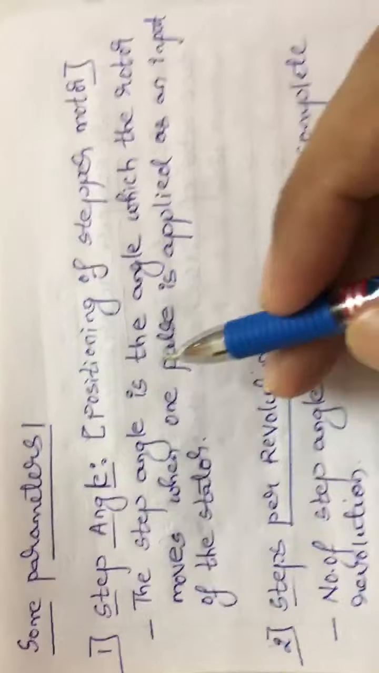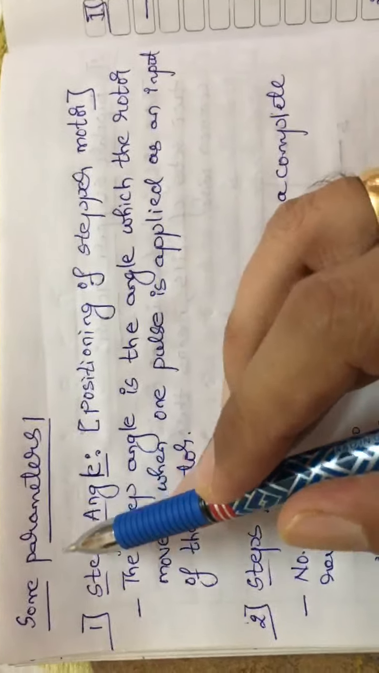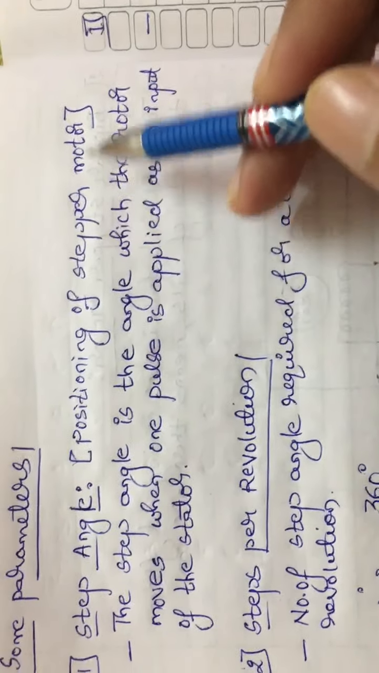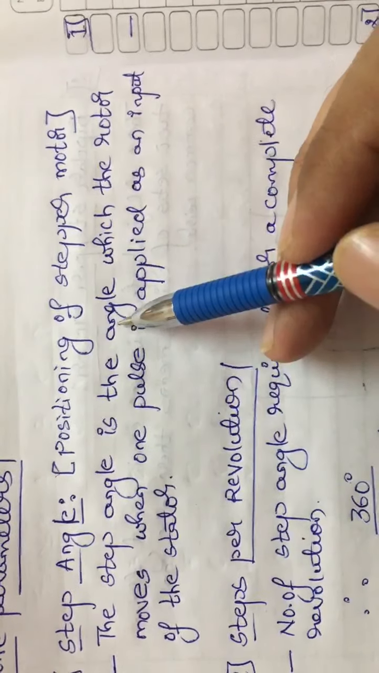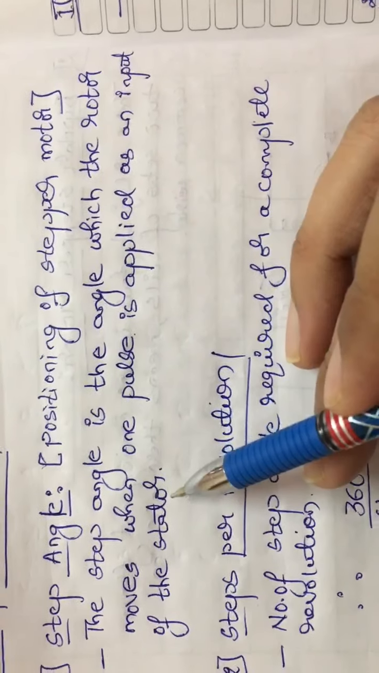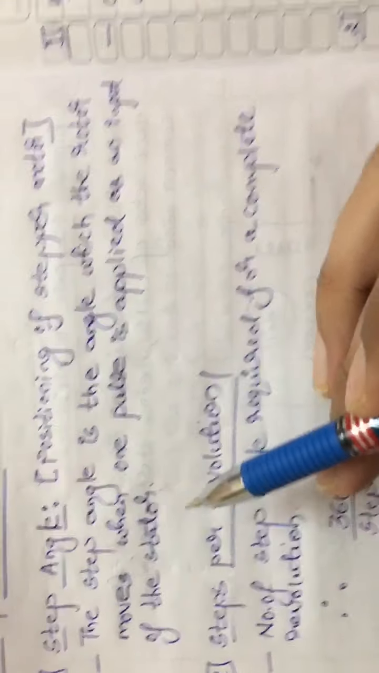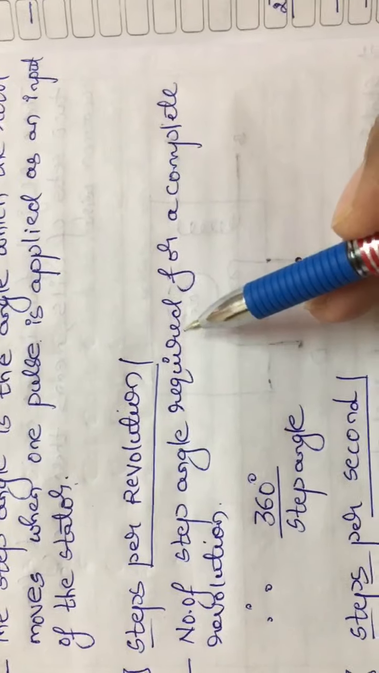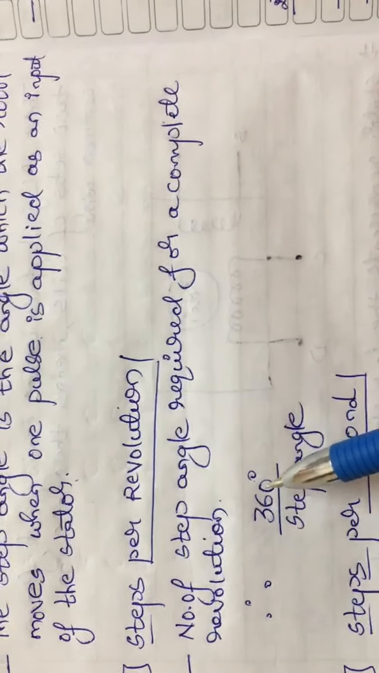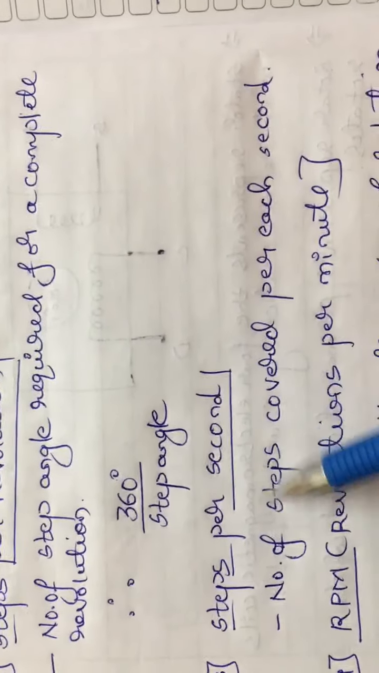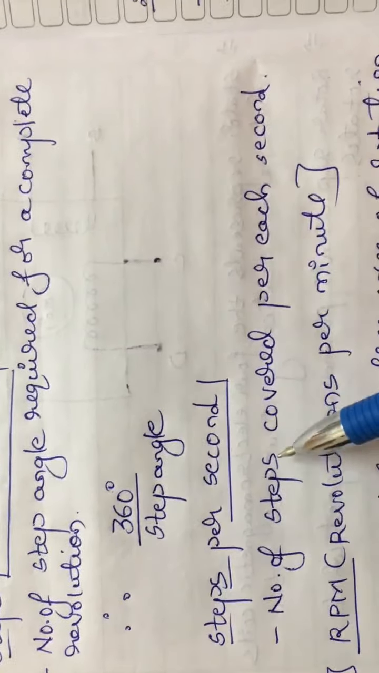Before starting with the modes of the stepper motor, we need to know some parameters with respect to the stepper motor, right? The first one is step angle, the positioning of the stepper motor. A step angle is the angle which the rotor moves when one pulse is applied as an input to the stator. Okay. Steps per revolution: the number of step angles required for a complete revolution, that is 360 divided by step angle. Steps per second: the number of steps covered each second.